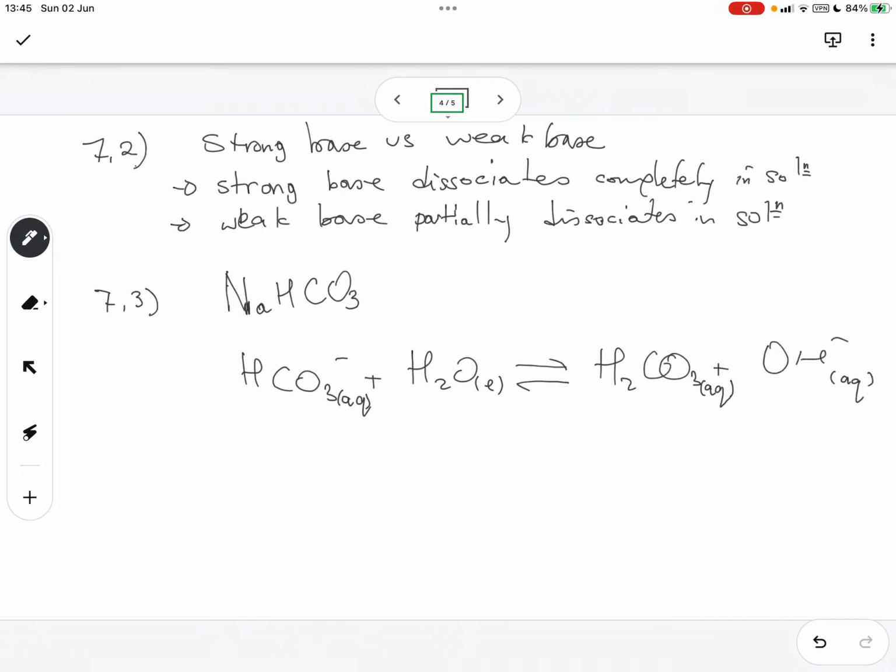Phenolphthalein, if we have an acid it will be colorless, but if we have just the base, it will be pink, and then at the end of the reaction it will be faint pink. And then bromocresol green is almost like bromothymol blue. So if we have just the base, it will be blue. If we have just the acid, it will be yellow, but at the end of the reaction it will be green.